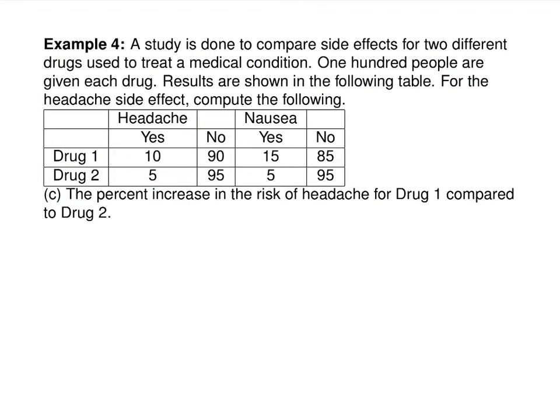Okay, what's the formula for percent increase? Relative risk minus 1 times 100. So our relative risk was 2. So 2 minus 1 times 100% is going to be... So it's kind of the same. There's a 100% increase. As in, take the risk for drug 2 and then you increase it by 100%.